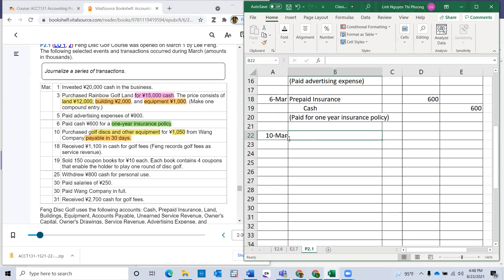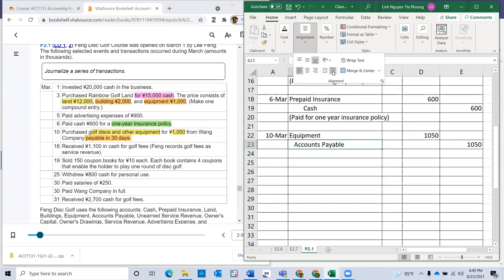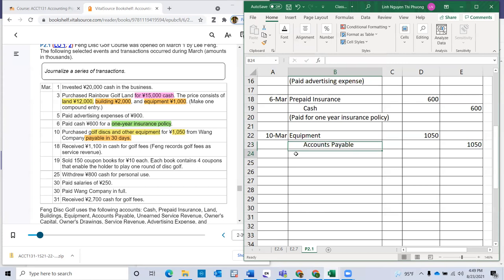when we buy equipment, okay? Equipment is an asset. So equipment will increase, or assets will increase, right? 1,050, right? Did we pay cash? No, we didn't pay cash. We owe money on account. So it should be accounts payable. Credit, okay, because accounts payable is a liability. When liability increases, we credit, okay? Again, we will indent it to the right. Okay, so we will write here, purchase equipment on account.